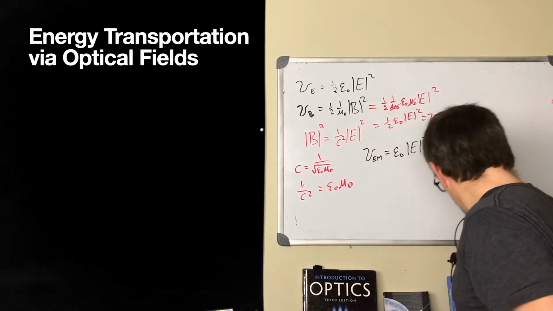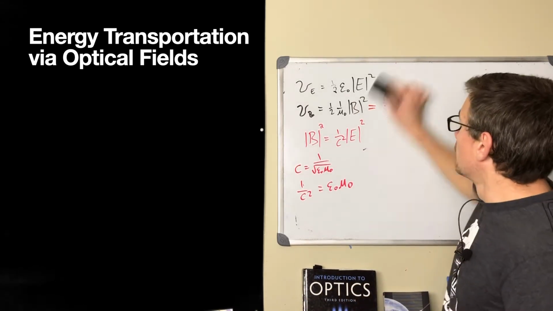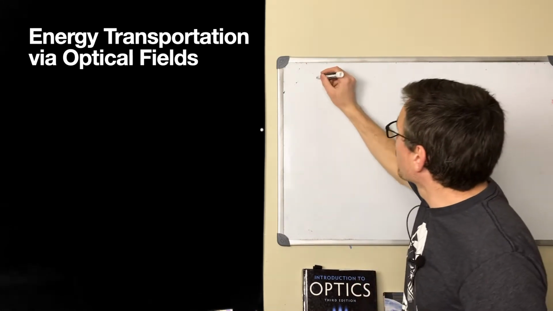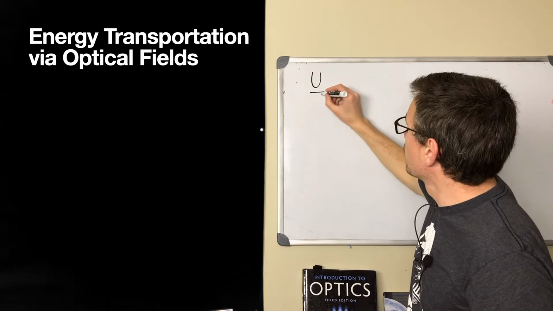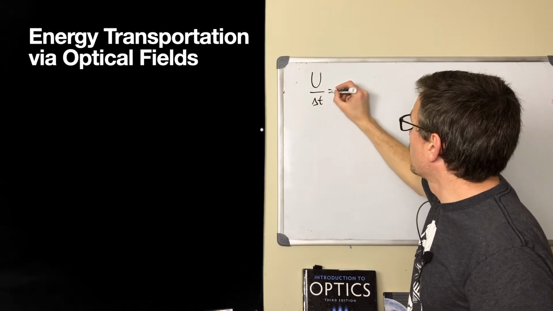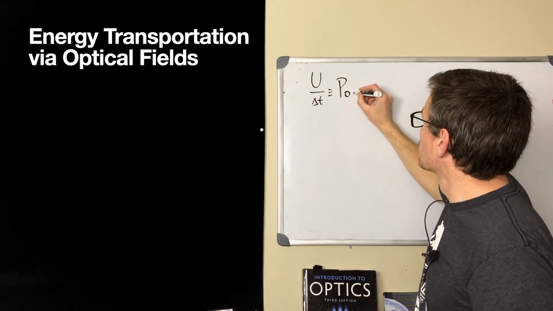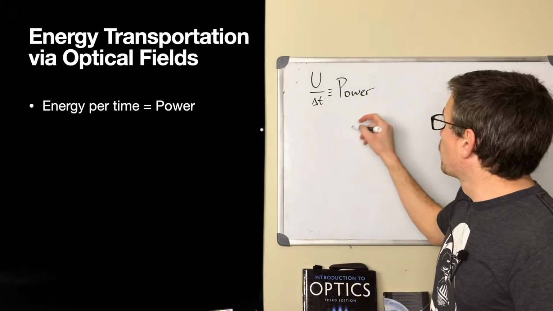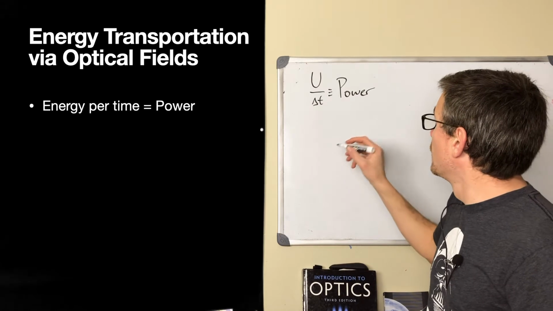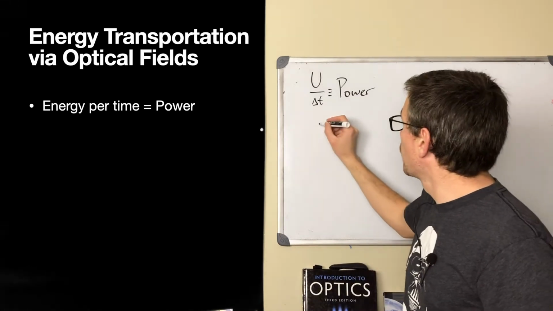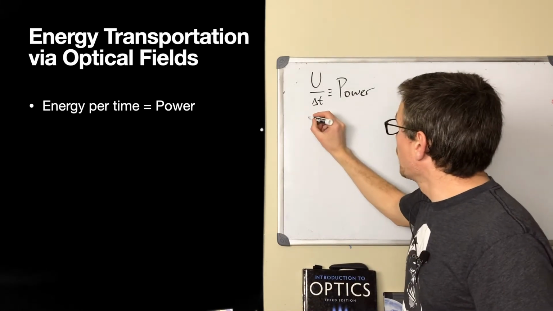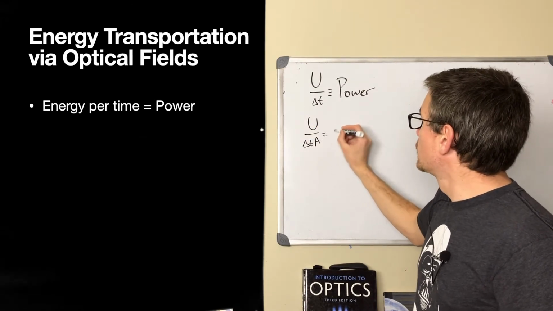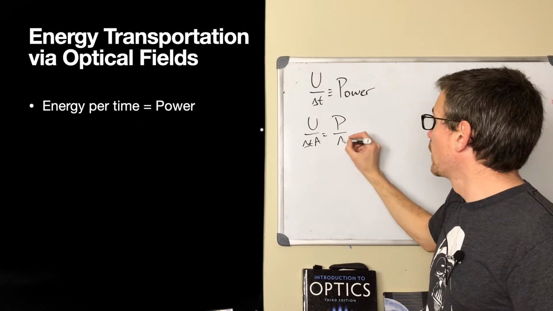Now, first of all, we'll clear up some space here. What is the energy per unit time per unit area? Well, the energy per unit time, that is called the power, right? Joules per second, watts, is energy per unit time. Power, and what we're interested in is the energy per time per area. So we want the energy per time per area. Energy per time per area is going to be equal to the power per area.